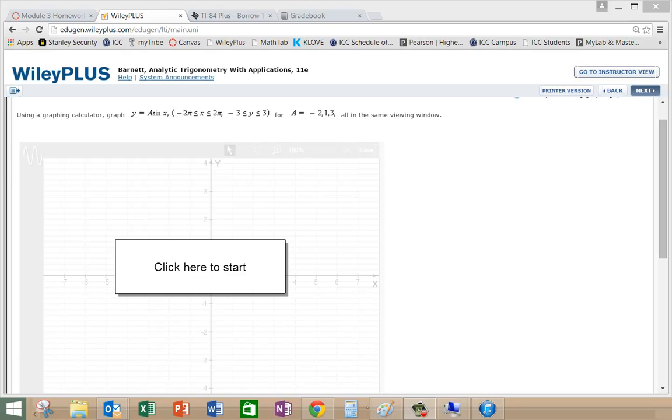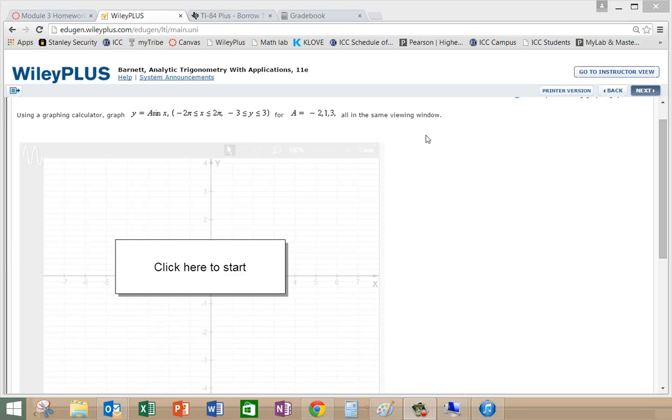In this session, I've been asked to discuss section 3.1, number 15. The question is about using a graphing calculator and graphing y equals a sine x for x between negative 2 pi and 2 pi and y between negative 3 and 3, for a equal negative 2, 1, and 3. So you're going to do 3 different graphs, and it says put them all in the same viewing window.